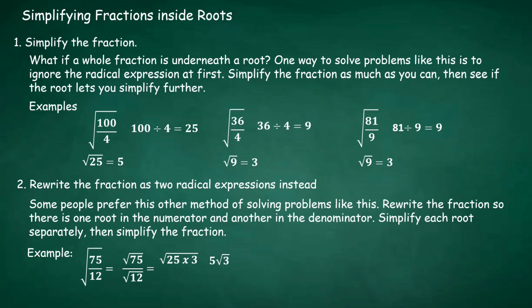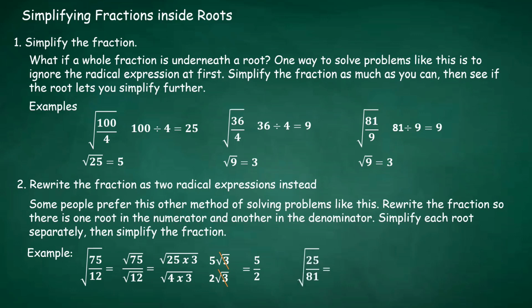Also simplify the denominator. The square root of 12 becomes the square root of 4 times 3, and then the square root of 4 is equal to 2. So that's why we have 2 square root of 3. Plug these back into the fraction: 5 square root of 3 over 2 square root of 3. Cancel out the square root of 3 to get 5 over 2. This is our final answer.